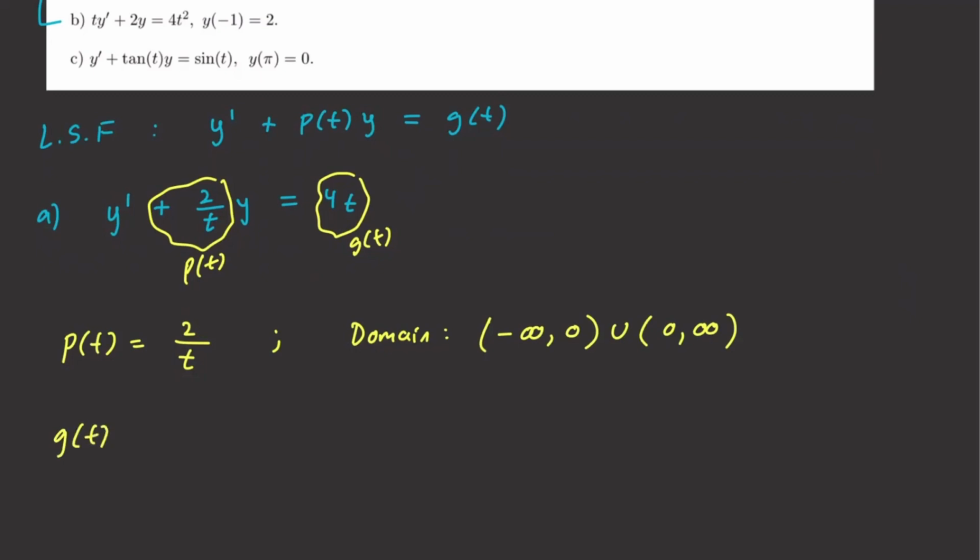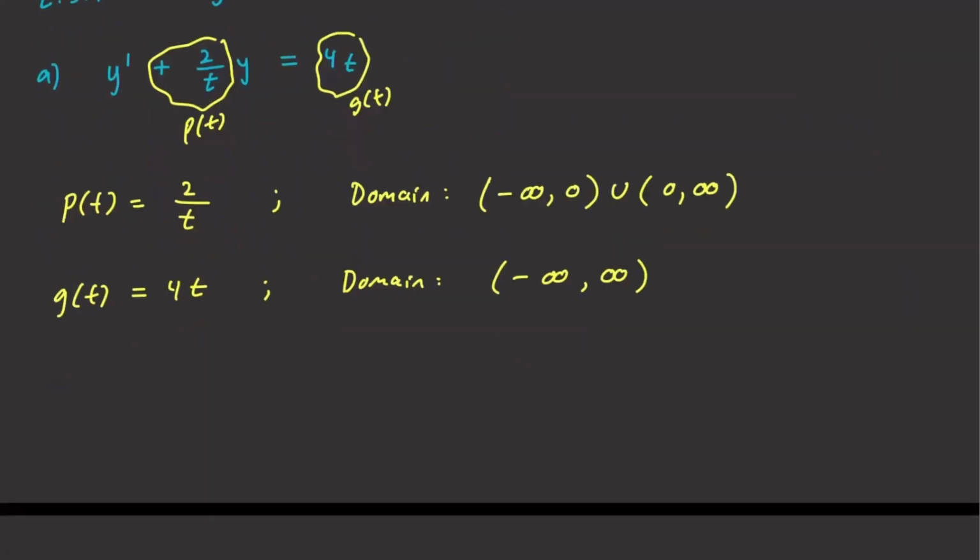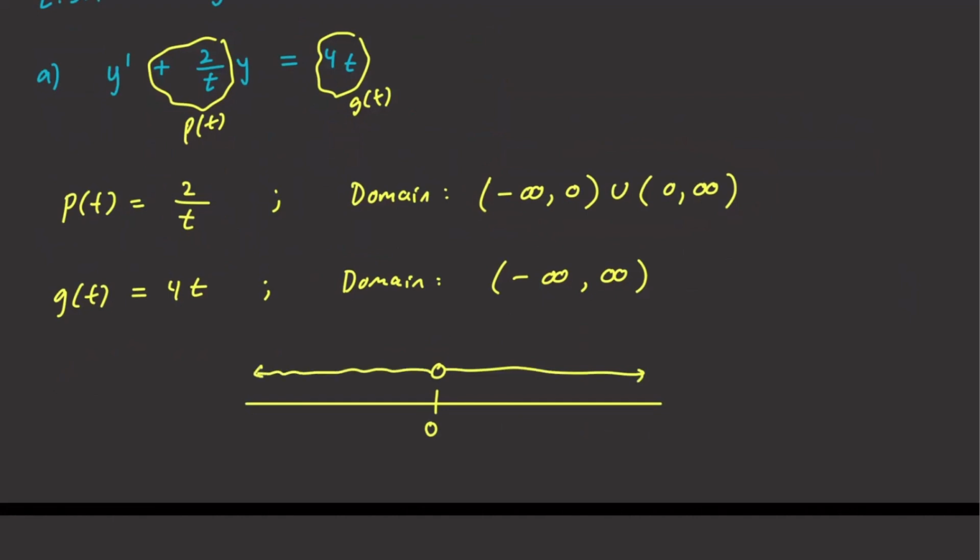For g of t, that's a nice polynomial in t. It's continuous everywhere, so the domain is the entire real line, negative infinity to infinity. Together, they are continuous on this interval right here, because that's the one that has a restriction. G of t doesn't have a restriction. So the interval of continuity is everything but 0. At 0 you have an open circle, and everything to the left and right is fine. That's one way you can picture the continuity of both of these together.